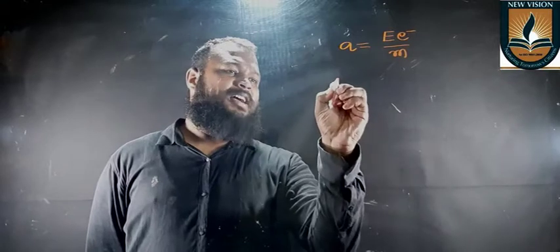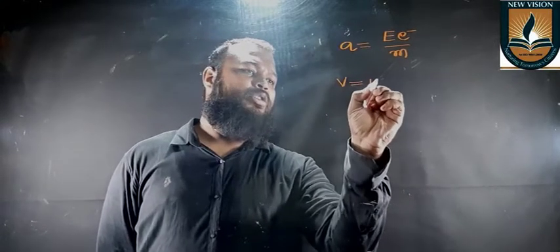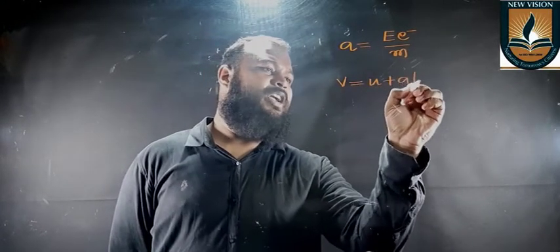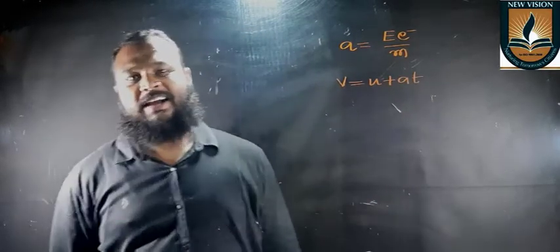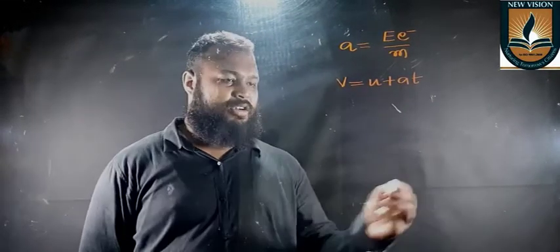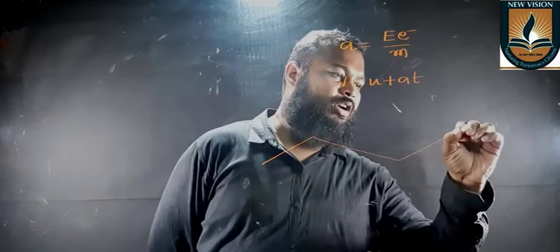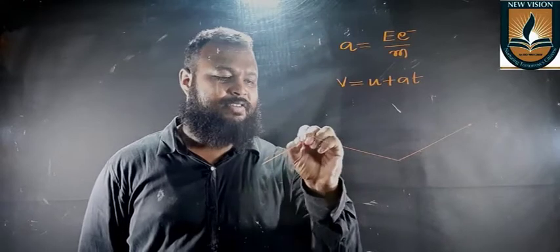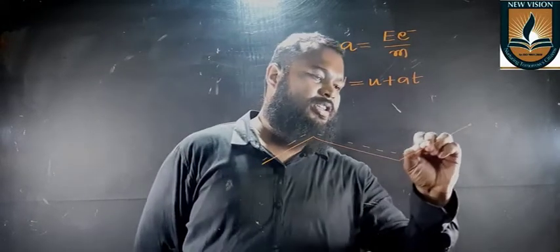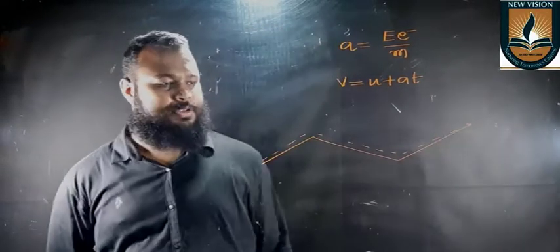Now, let us apply v equal to u plus at. We can do this because the acceleration of the electron is constant. We know that the path of the electron is something like this as it drifts in a conductor. So this is the path in which the electron moves.